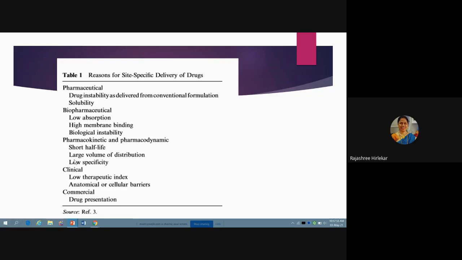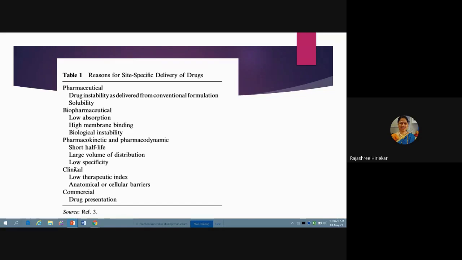That is one thing. Then there are drugs which have a large volume of distribution, meaning the drug is getting distributed to all the compartments and therefore the net concentration at the site is less. If the concentration is less, it is not going to exert the required effect. So in such cases, if you target the drug to that particular site, then the concentration reached there will be higher and therefore you will get the required effect.